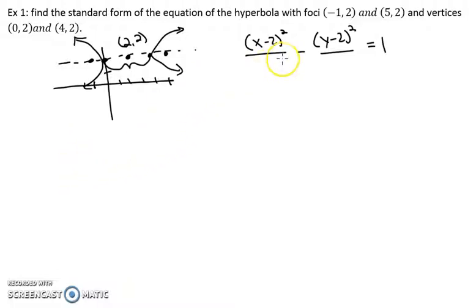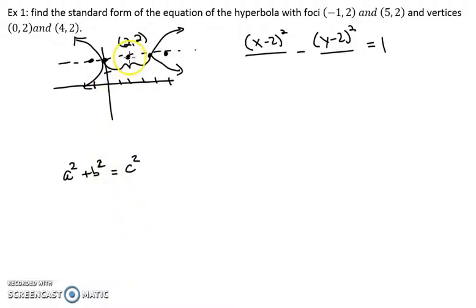So to find out what goes under these things, our a squared and our b squared, we have to take advantage of the relationship squared between a, b, and c. So a, b, and c are going to work the same way as they did with ellipses. It's just the distance from the center to either the vertex or the focus.